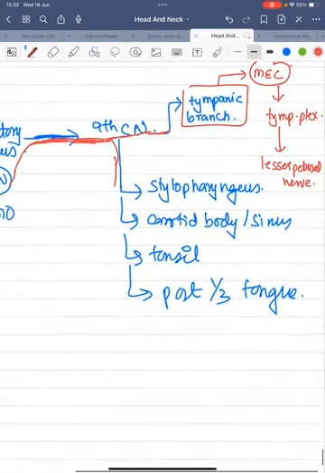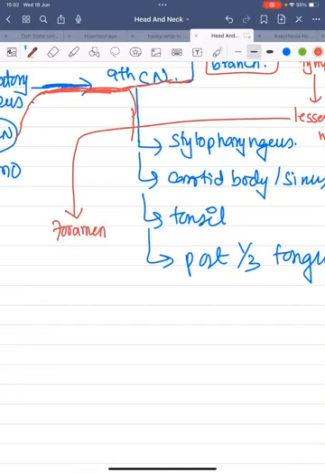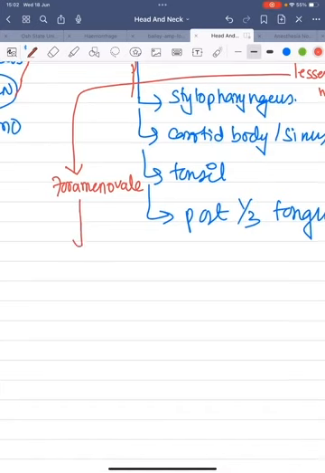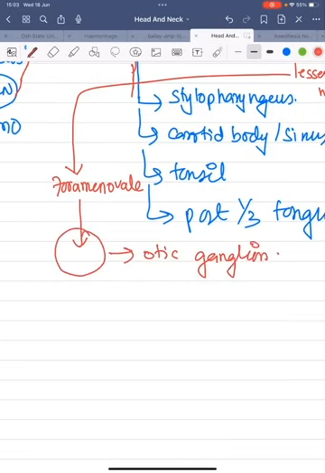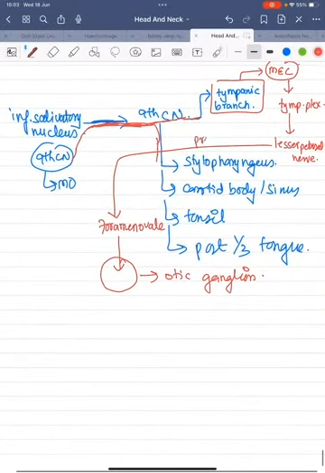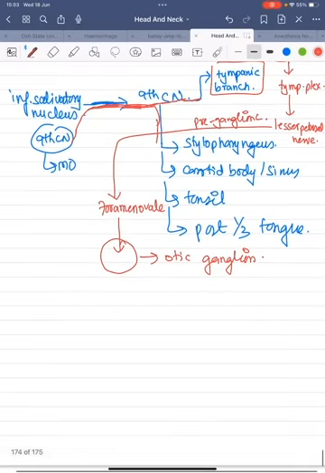So this lesser petrosal nerve is passing through the foramen ovale, and when it is passing through the foramen ovale, it is ending in this ganglion. So this is your otic ganglion. Which ganglion? Otic ganglion. So preganglionic fibers for the parotid gland are given from the lesser petrosal nerve to the otic ganglion.